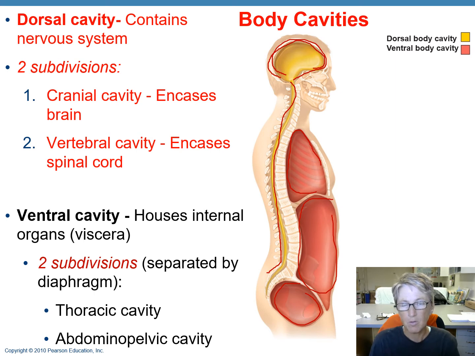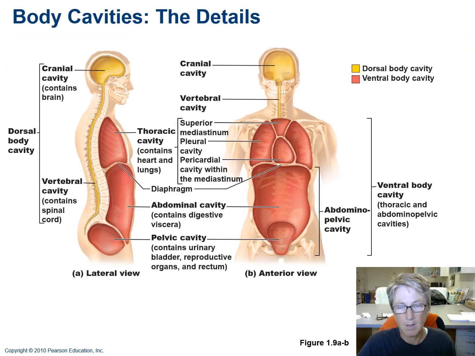And there's two subdivisions of the ventral body cavity. You have the thoracic cavity, so this part up here, it's got the heart and lungs in it. And then you have the abdominopelvic cavity. So this is actually the abdominal cavity, and here's the pelvic cavity, and a lot of people just put them together and call them the abdominopelvic cavity. And then this cartoon shows you the details, what each cavity and subcavity contains.